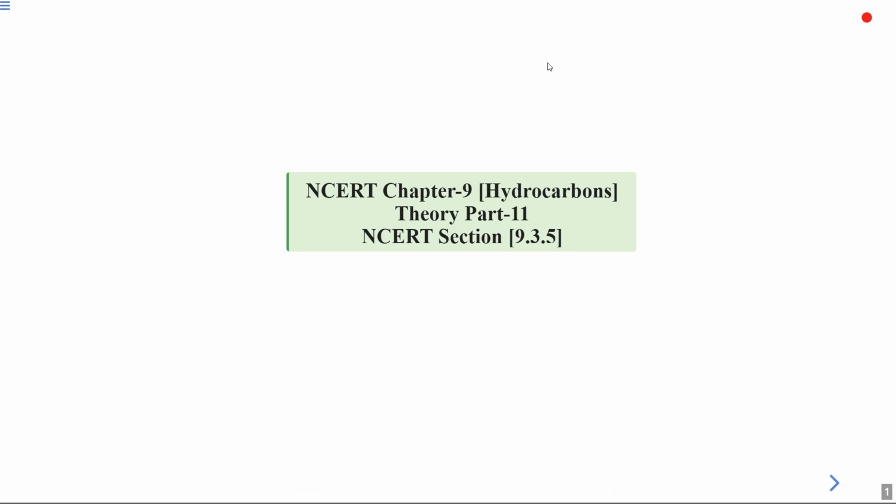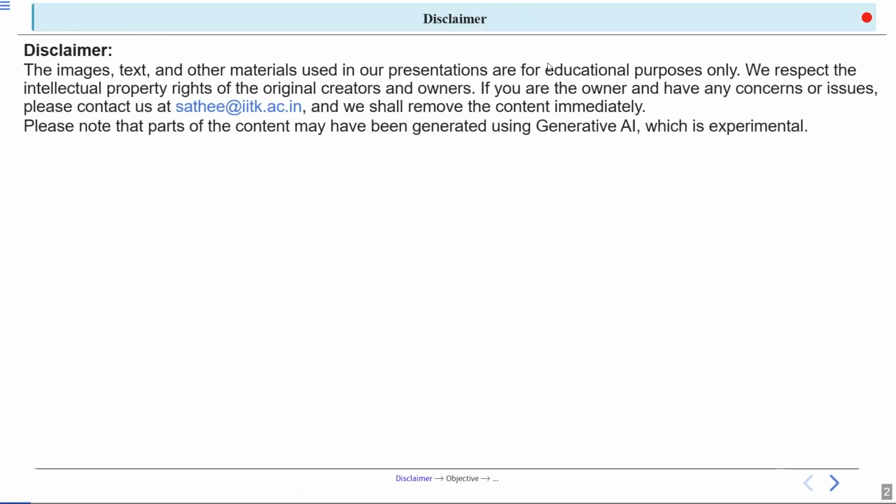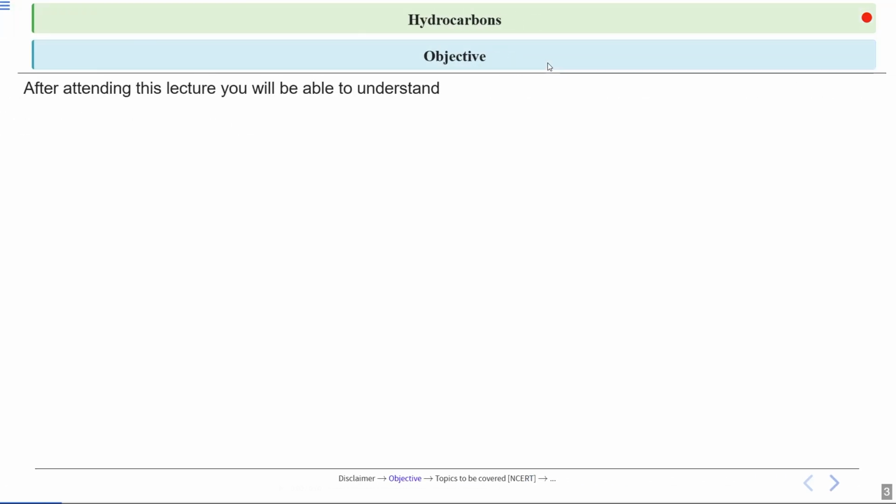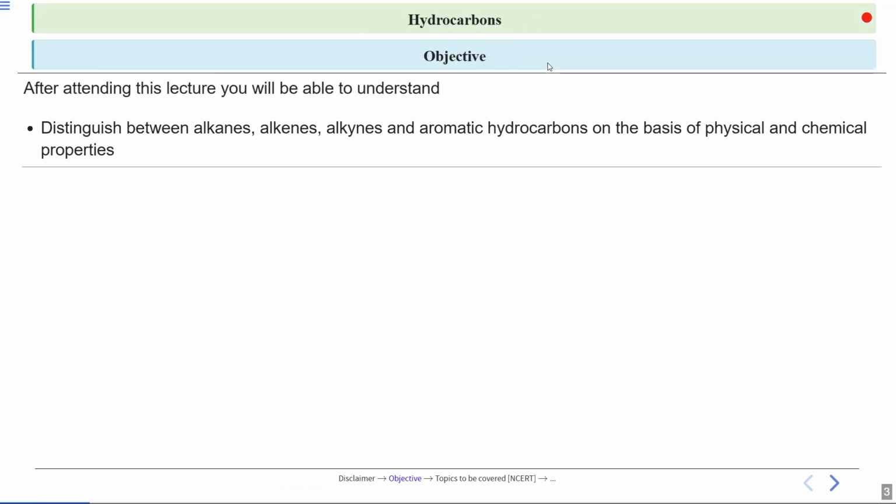So today we'll do the theory part 11 of the NCERT chapter 9 hydrocarbon, in which we will cover the NCERT section 9.3.5. So this is our disclaimer. Now our today's objective would be to learn about alkenes. So we are doing this objective of distinguishing your alkanes, alkenes, alkynes and aromatic compound on the basis of their physical and chemical properties. So first let us continue with this alkenes.